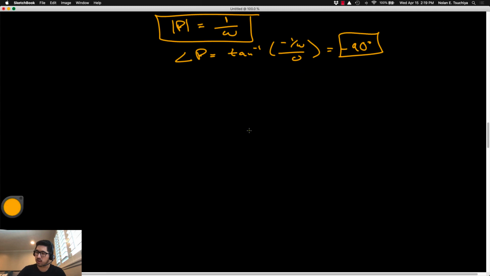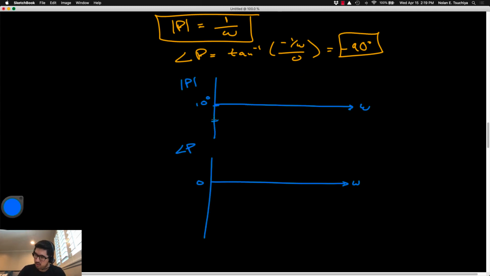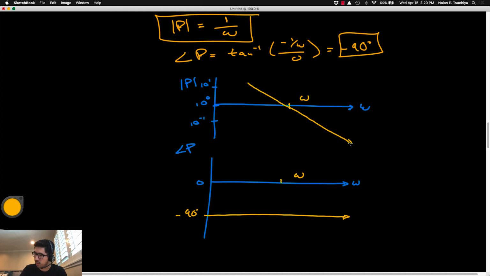What this looks like on the Bode plots is the following. Okay, so at least on the phase, this is pretty straightforward. We're just going to have a constant phase of negative 90 degrees. The Bode magnitude is interesting because it's just an inverse relationship to the magnitude. Okay, so we're just going to get this sloping line that goes like this with a slope of minus 1 decade per decade.